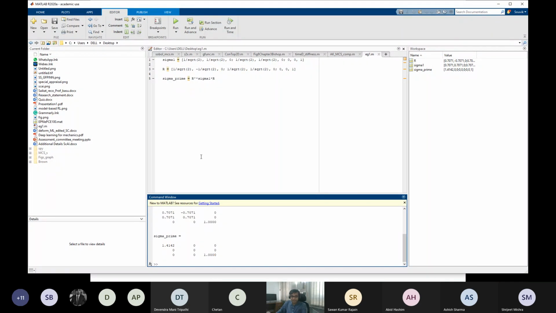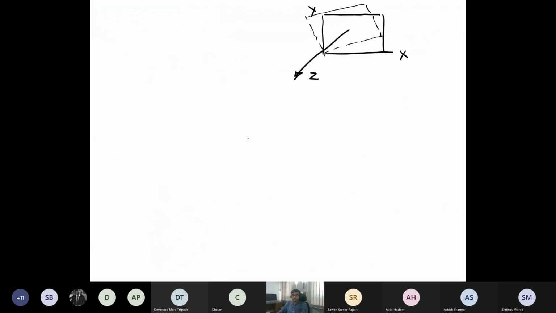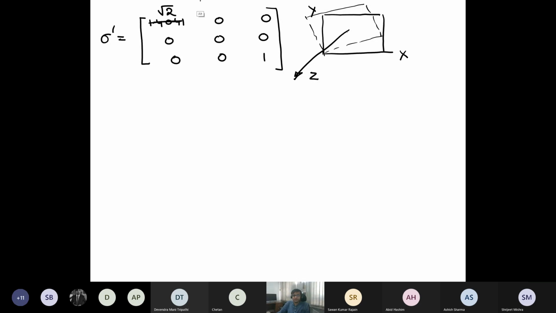So let me just write down sigma prime. So we are getting after calculation sigma prime to be equal to 1.4041 0 0, if I'm not wrong, 0 0 0 0 0 1. Now we know that this is nothing but equal to square root of 2, right? Square root of 2 is 1.4142 actually. Anyways, so this is actually square root of 2. So what you have got is this one. This is your answer.